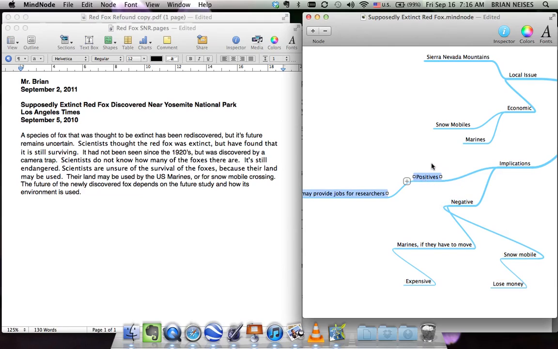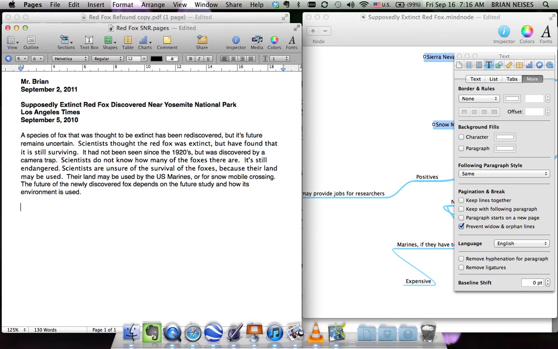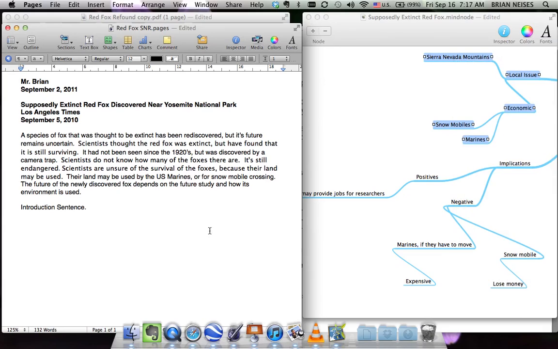But that's what we want to consider. First, what is the local issue? And in what context? It's economic. And then what are some of the positives and negatives? And we're going to turn those into our sentences. We're going to come over here and we're going to just write an introduction sentence to hold my place. And then we're going to write our main points.